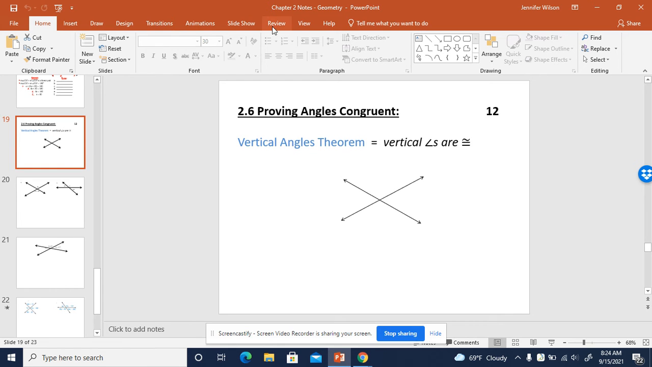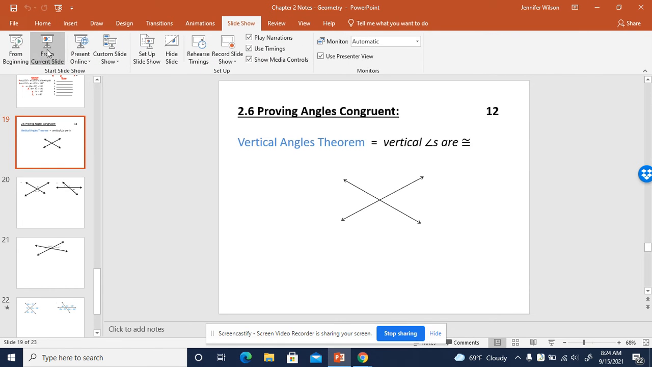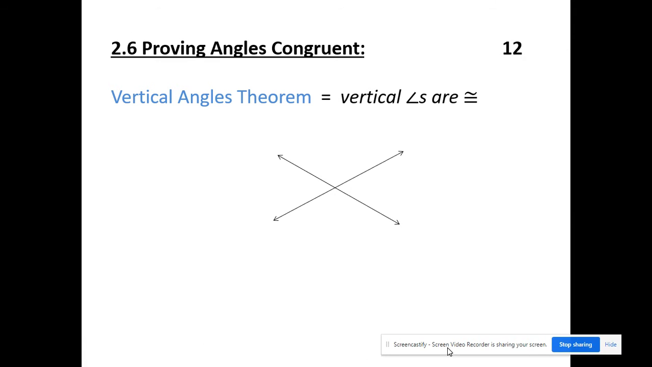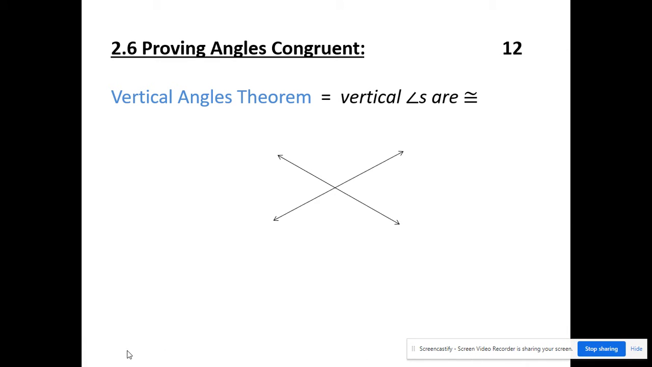Right, so we're going to look at lesson 2.6 today, which is all about vertical angles. We've actually talked about vertical angles before, but it's been a while, so we need to refresh our memory on what a vertical angle is.